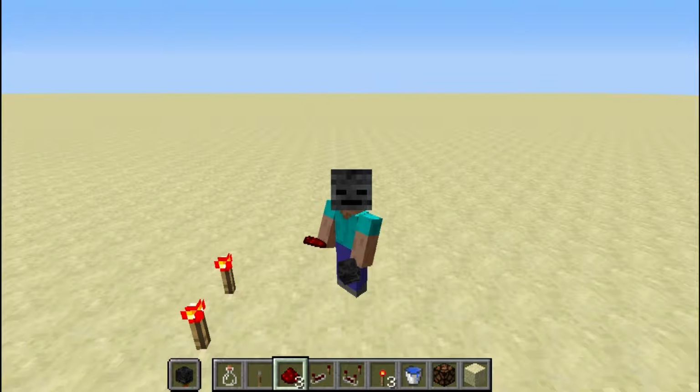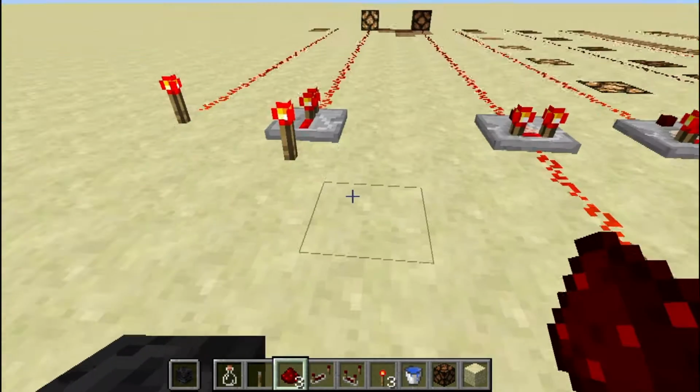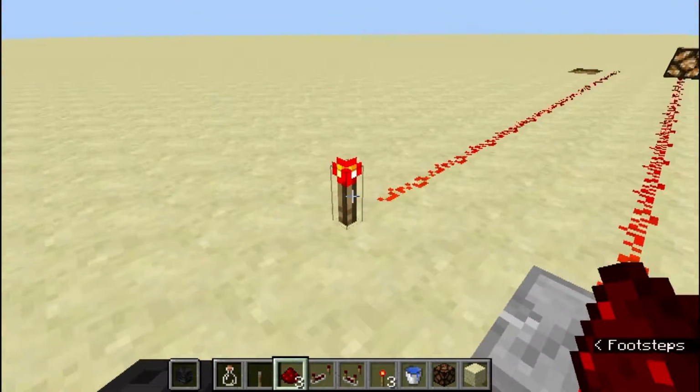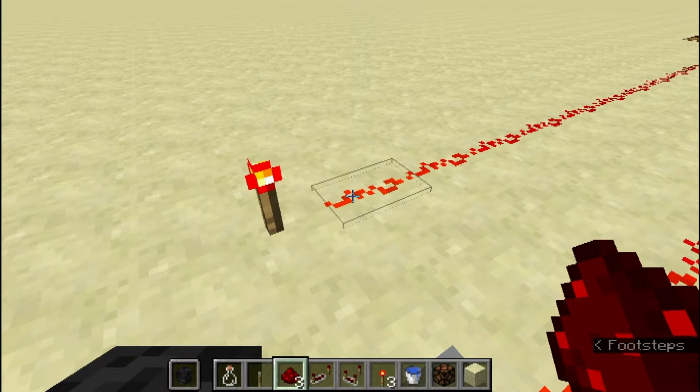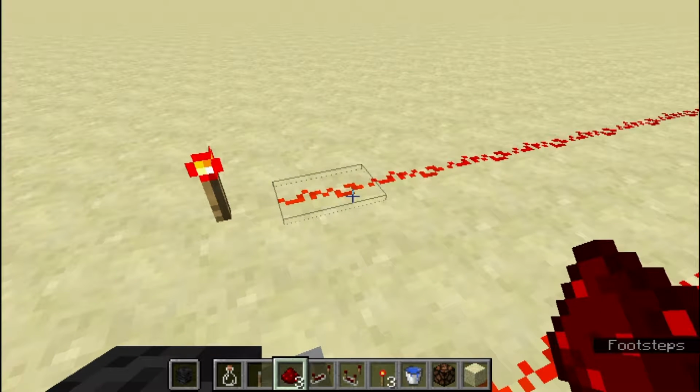Welcome back, guys. Today we're going to be doing a tutorial on Redstone Comparators. Before we start, let's just consider a single word. This is a redstone powered line, so we'll abbreviate that to RPL.